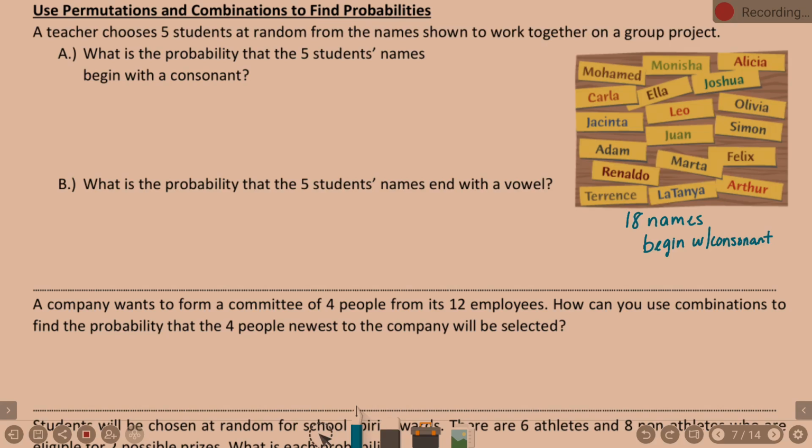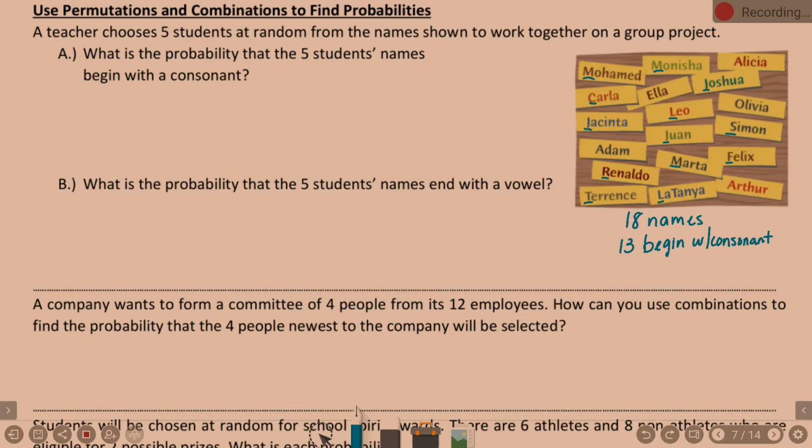How many begin with a consonant? Basically, skip all the vowel ones. 1, 2, 3. There's a vowel. 4, 5, 6, 7, 8, 9. There's a vowel. 10, 11, 12, 13. Did I do that right? Okay, so there are 13 names that begin with a consonant.